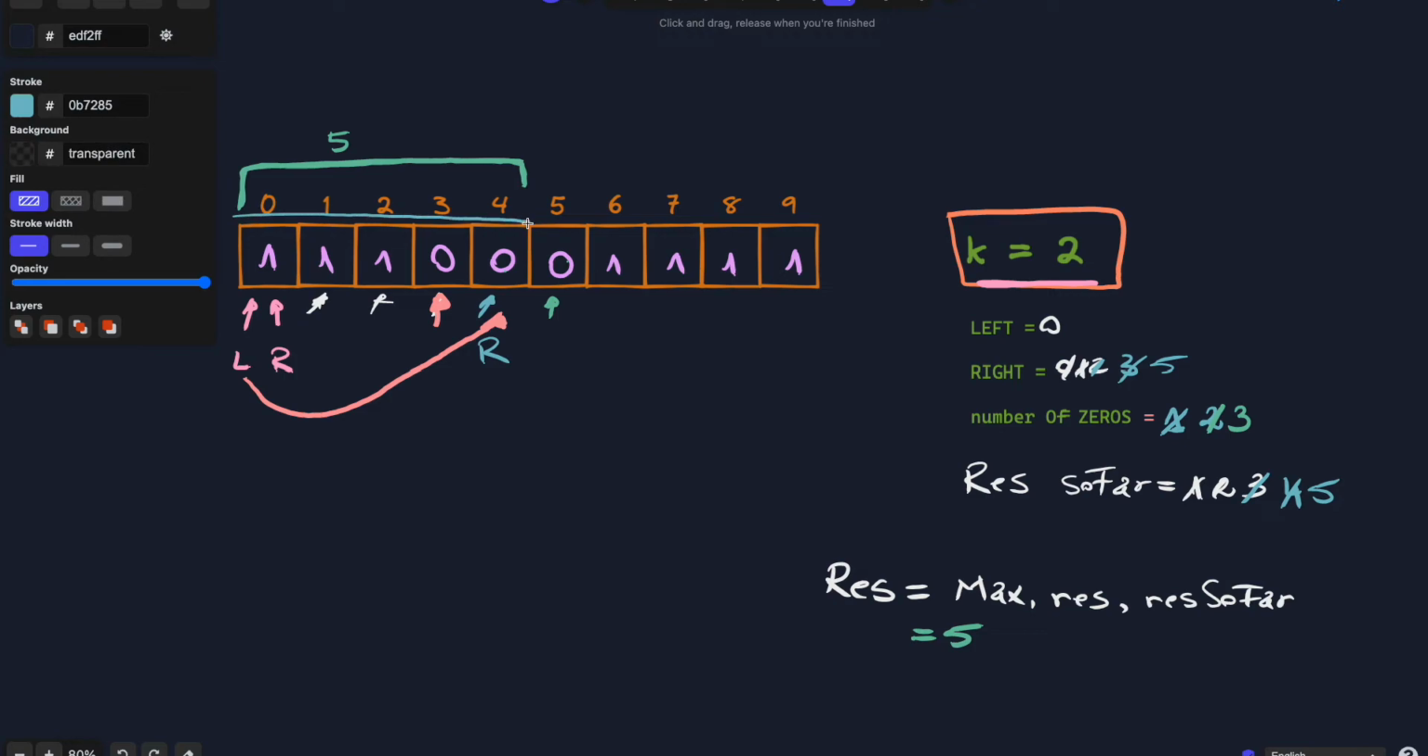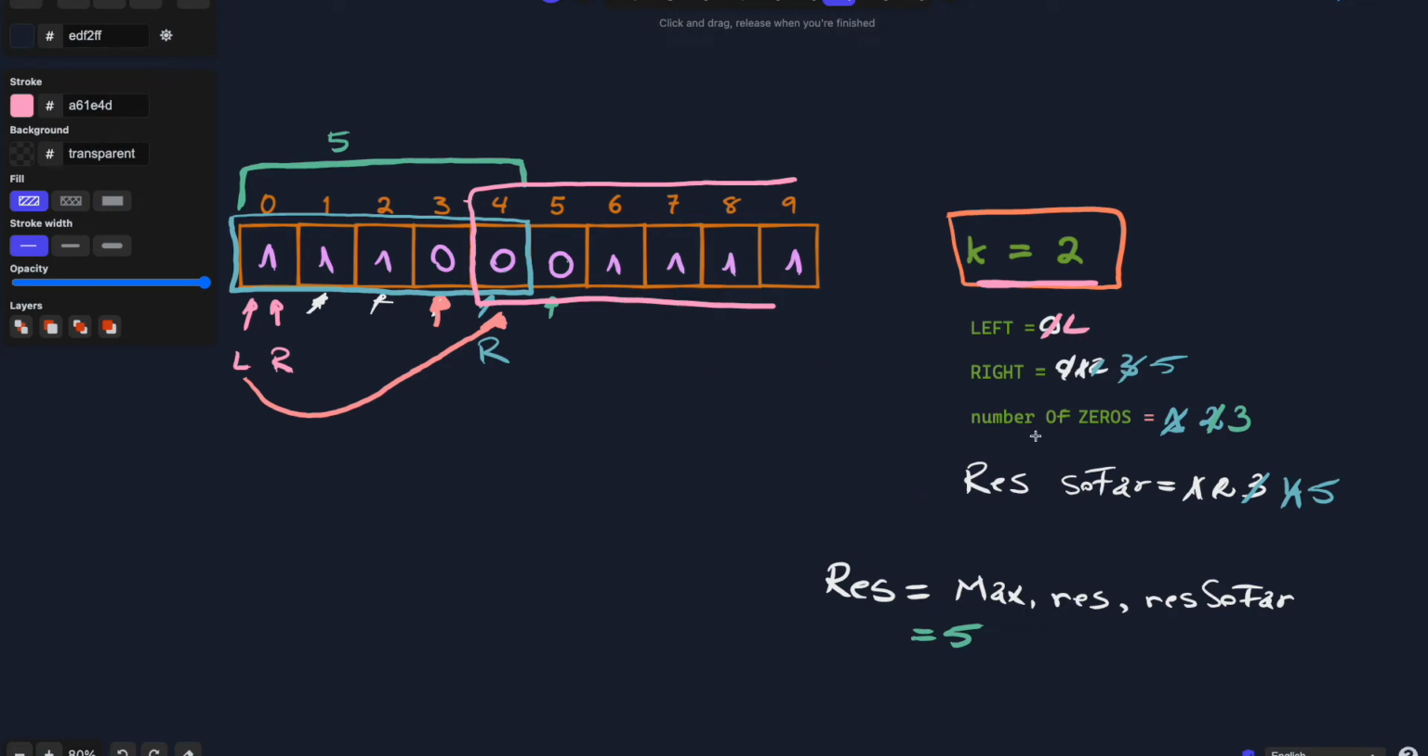So the first window that we looked at was all the way here. And right now we are going to look at this window. So we're getting rid of this 0. We don't know yet how far we're going to go, but we're going to look at this window. So our left becomes 4. And we keep going with our right.